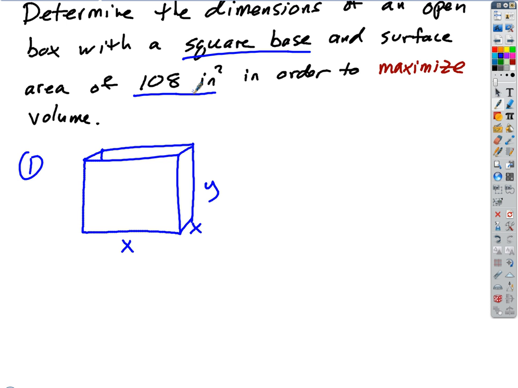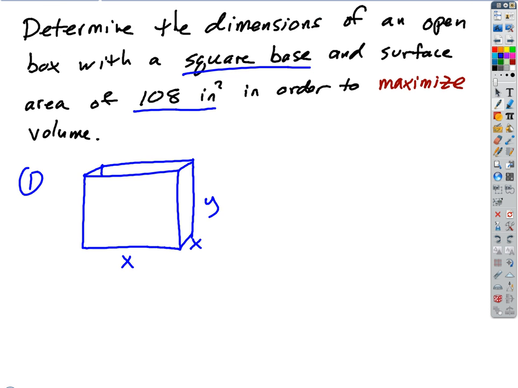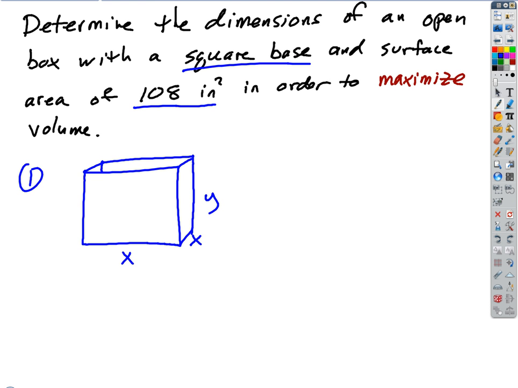Step two, write a primary equation. The primary equation is always written for the quantity that we're trying to optimize, either maximize or minimize. That's always where you want to start here. So ask yourself the question in this problem, what is it we're trying to minimize or maximize? Volume. So for step two, we've got to come up with a volume equation.